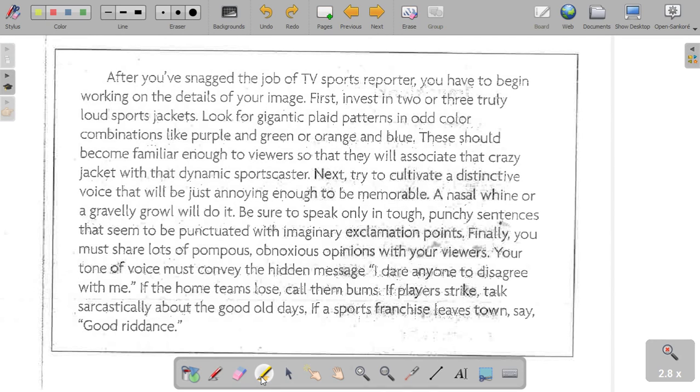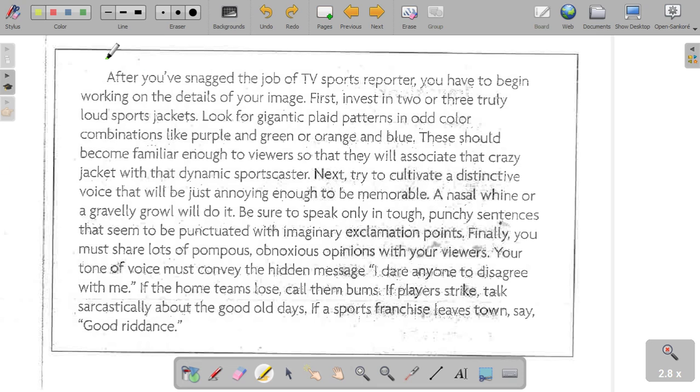Finally, you must share a lot of pompous, obnoxious opinions with your viewers. Your tone of voice must convey the hidden message, I dare anyone to disagree with me. If the home team loses, call them bums. If players strike, talk sarcastically about the good old days. If a sports franchise leaves town, say good riddance.